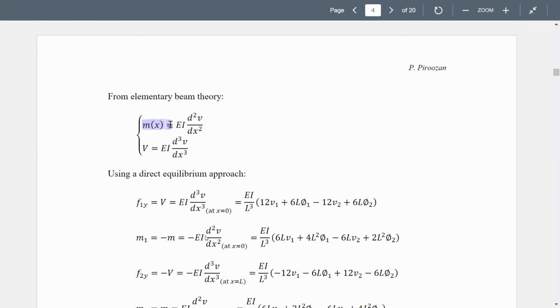Moment M is equal to EI, where E is modulus of elasticity and I is area moment of inertia, times the second derivative of V with respect to x. And shear force V is EI times the third derivative of V with respect to x.